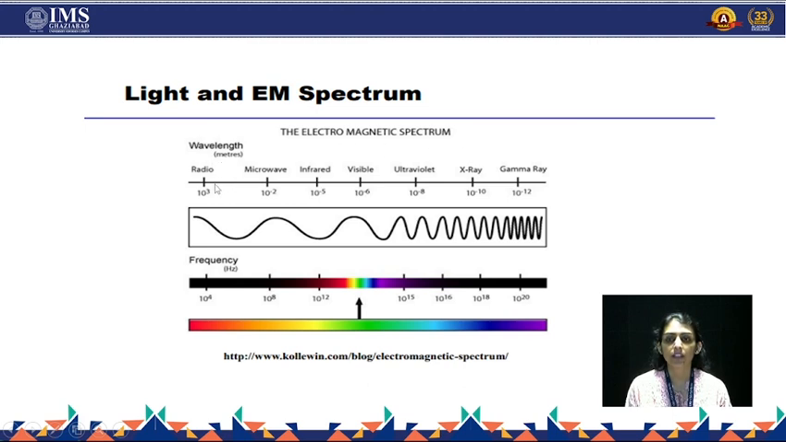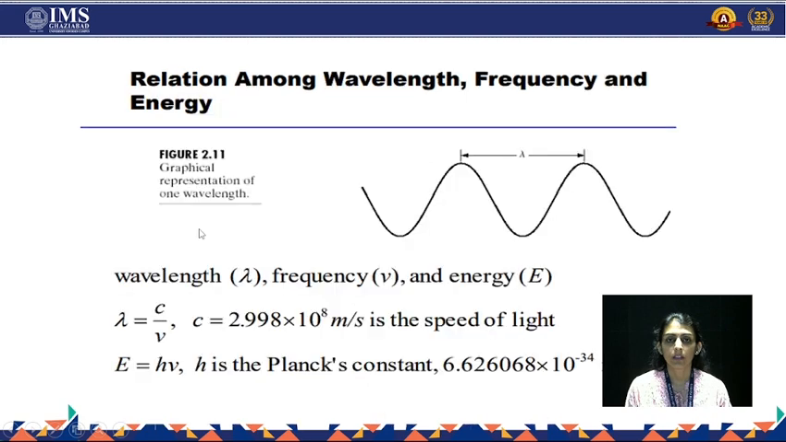That is, we have the wavelength: radio waves, microwaves, infrared waves, visible rays, UV rays, X-rays and gamma rays, and the wavelength is also given. And this is the frequency in hertz. Wavelength is in meters. Now there is some relation among the wavelength, frequency and the energy. Wavelength is denoted by lambda, frequency is denoted by v, and energy is denoted by E. Now this wavelength is equal to the velocity of light c divided by the frequency. E is the energy. Energy is given by h, the Planck constant, multiplied by the frequency.